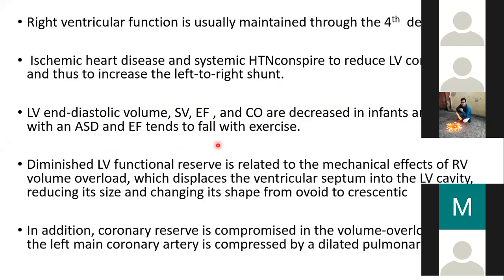So the diminished LV functional reserve is related to the mechanical effects of the RV volume overload, which displaces the ventricular septum into the left ventricular cavity, reducing its size and changing its shape from ovoid to concentric. In addition to this, there can be a decrease in the coronary reserve, because the volume of the dilated pulmonary trunk can compress the main left coronary artery. So the flow across the left main will be decreased. So this leads to decreased coronary reserve.